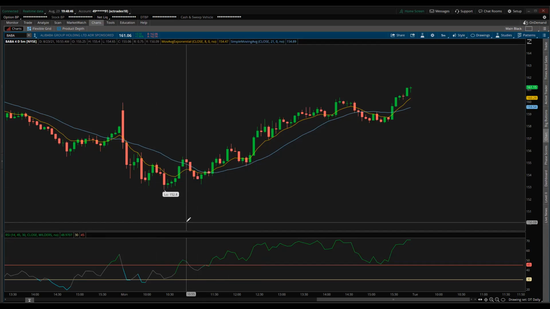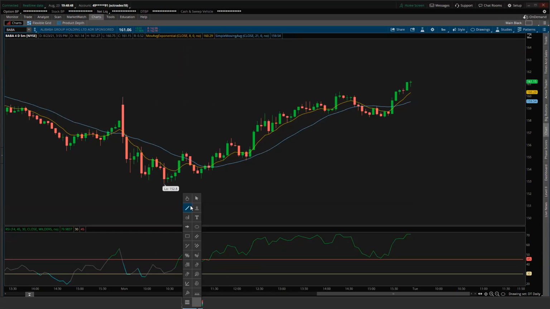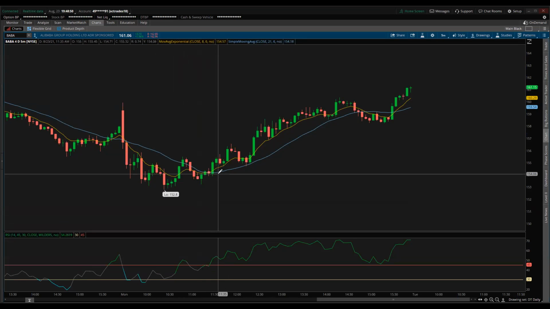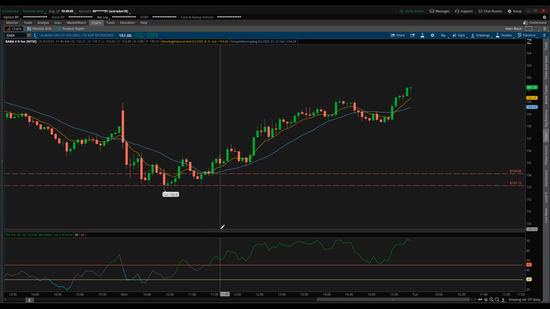Once this hammer is set, the trade is pretty simple. All I'm going to do is look to buy at the top of this hammer, the break of this hammer. So let's say right about there, about 154. And the stop is going to be just below the wick of this hammer. So you have about a $1 stop: you're buying at 154, your stop is 153.